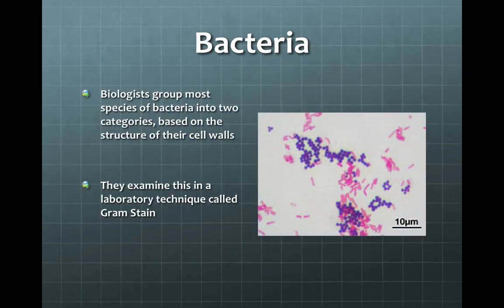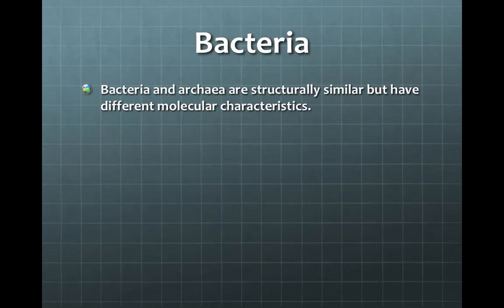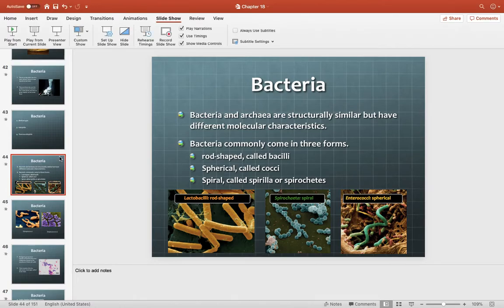Okay. Biologists group most species of bacteria into two different categories based on the structure of their cell walls. Remember, gram-positive has a thick layer of peptidoglycan on the top, and then gram-negative has some peptidoglycan, but then there's another covering on it, and you'll have to go back a couple of pictures. Actually, I could probably do that for you real quick, because it'll make more sense if I do that. Okay, bear with me.